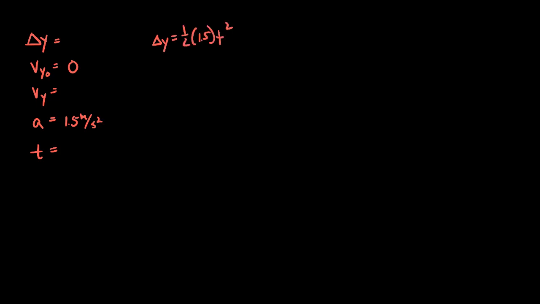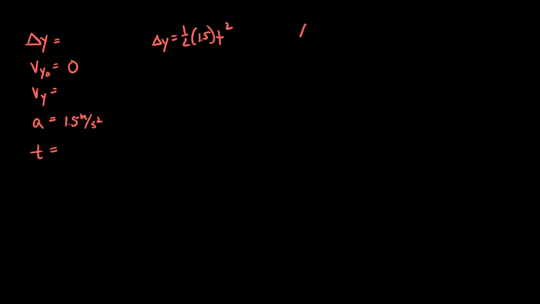Let's think in the y direction what's happening. Delta y, vy naught, vy, a, and t. In the y direction, remember I need to have y as a function of x, but I can only get a parametric equation of y as a function of t. Because this thing is accelerating at a constant, so I can use motion equations. The acceleration is 1.5 meters per second squared downwards with an initial velocity of 0, giving me a delta y of 1/2 times 1.5 t squared.